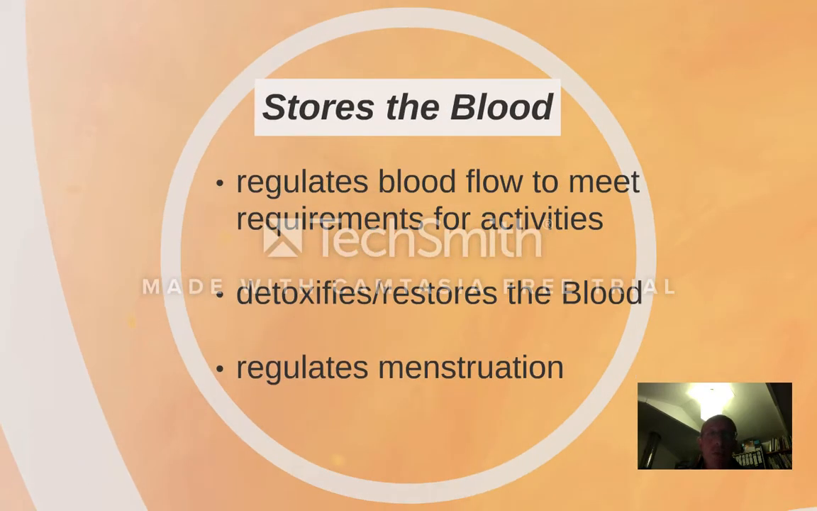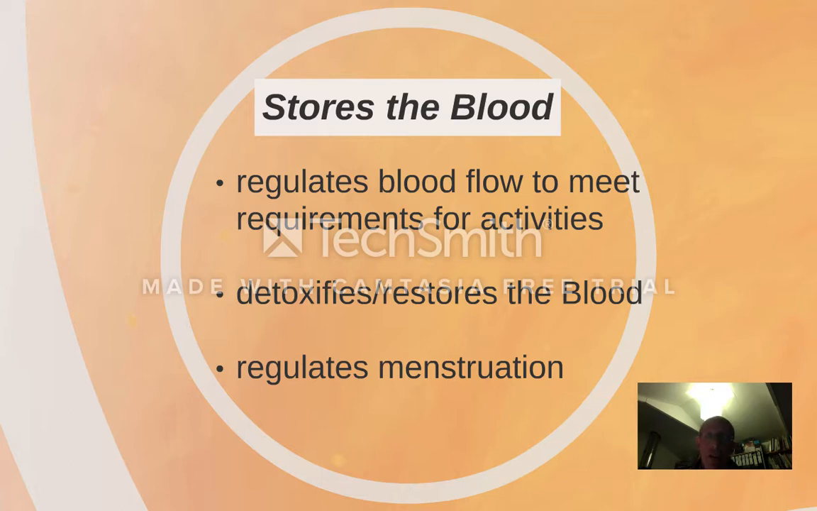The second important function of the liver is that it stores the blood. And there are three components to this. The first is that it regulates the flow of blood to meet the requirement for activity. So say for example the muscles need blood in order to contract and to function. The liver's job is to enable the distribution and circulation of that blood to meet those requirements.